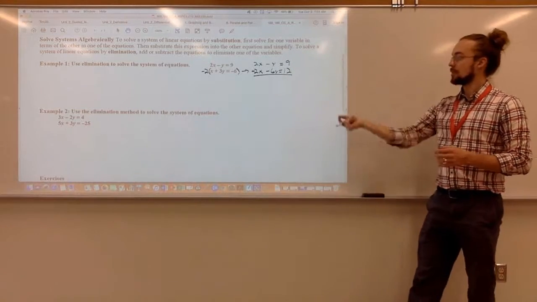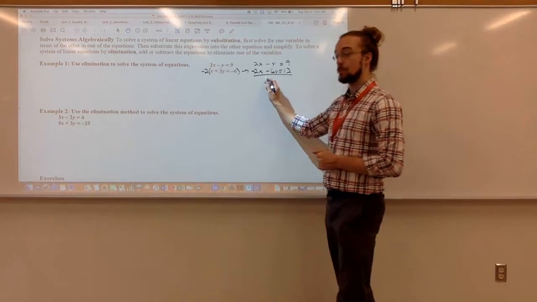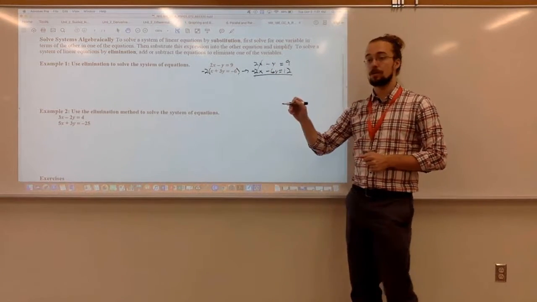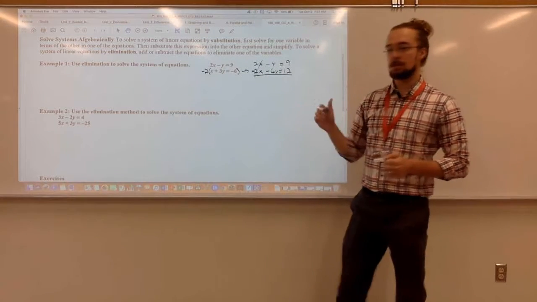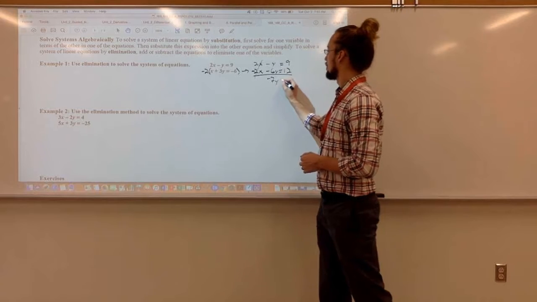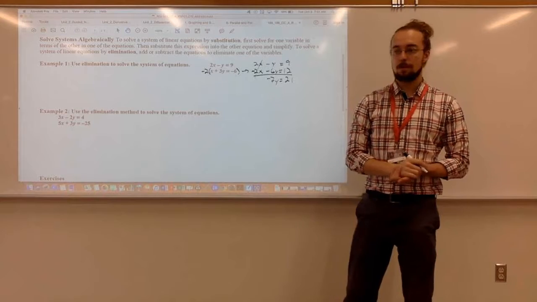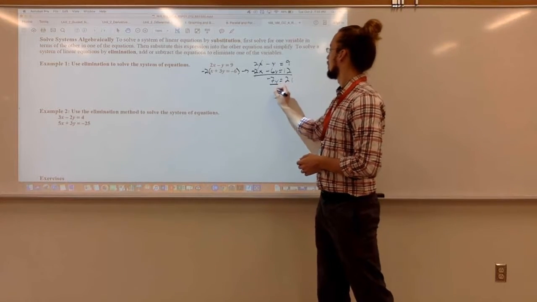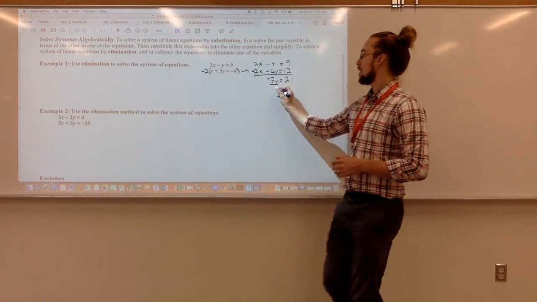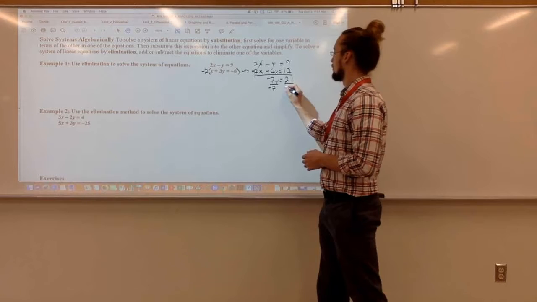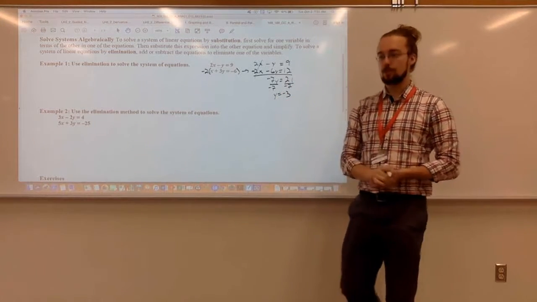If I just add straight down, 2x plus negative 2x is 0. Right? That goes away. That cancels out. Then, negative y plus negative 6y would get me negative 7y. And then 9 plus 12, 21. Yeah. So now, to get y by itself, to solve for y, I'm just going to divide both sides by negative 7. And I get negative 3. Y is negative 3.